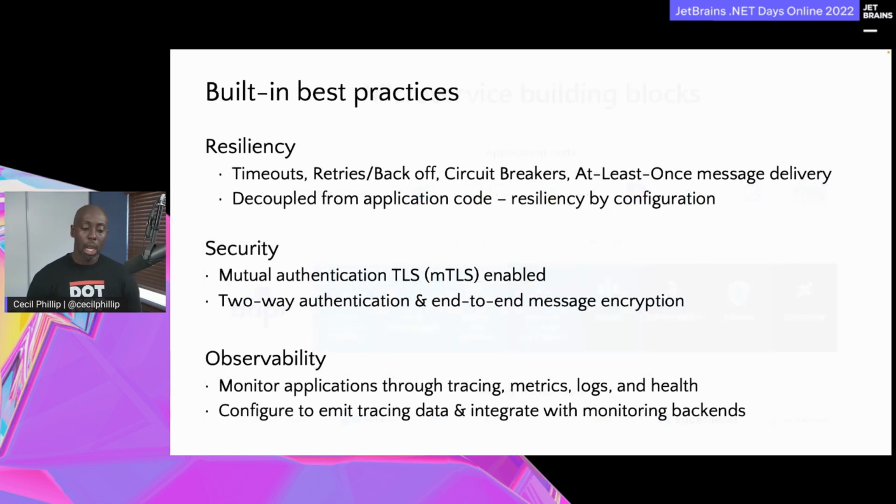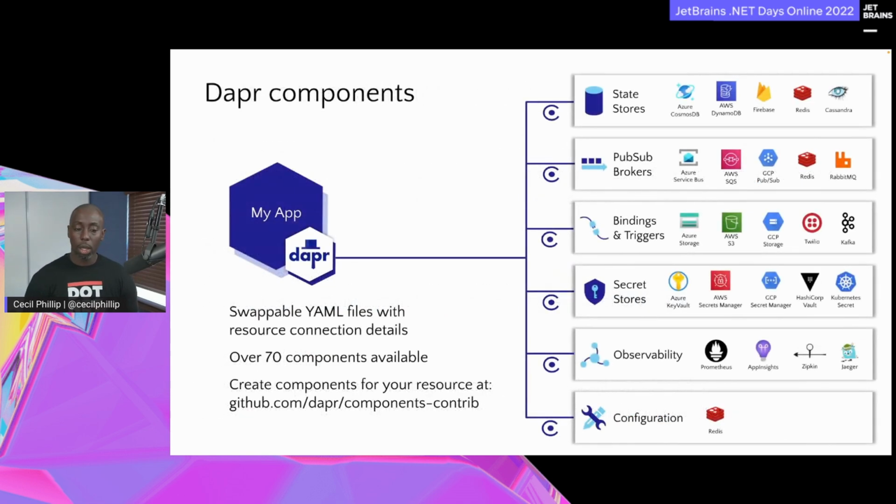Okay, now let's talk about the components. We spoke about those building blocks. Behind the building blocks has to be the thing that actually implements the building block. The building block is just an abstraction. It's just, here's a feature that we offer. But behind that, somebody or something has to actually implement that feature.